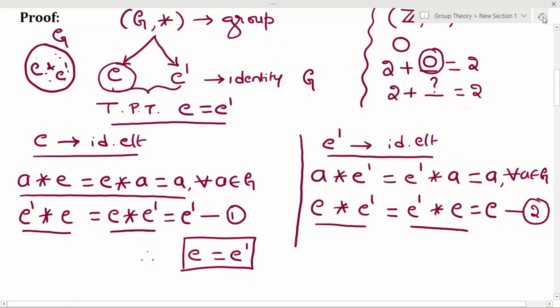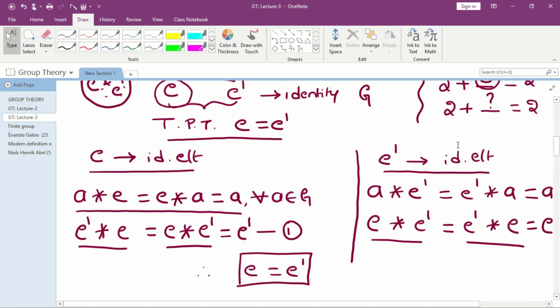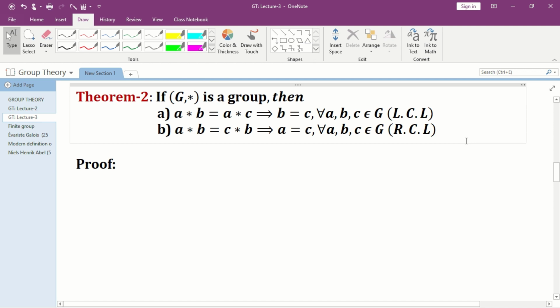Now we shall move to the second property, that is, if (G, star) is a group, then A star B is equal to A star C implies B is equal to C, and it is true for all A, B, C belongs to G, and we call this the left cancellation law. And the second one, A star B is equal to C star B implies A is equal to C, and again it must be true for all A, B, C belongs to G, and we call this the right cancellation law.